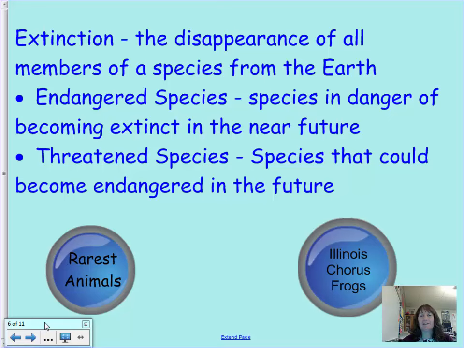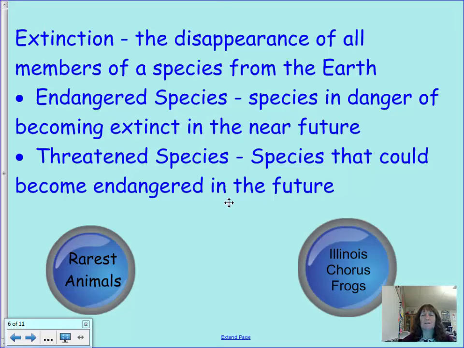Extinction is the disappearance of all members of a species from the earth. It's happened during humans' lifetime. We've been responsible for a lot of extinction of animals. And you may have heard of the endangered species list. An endangered species is a species that's in danger of becoming extinct in the near future. That means their numbers are very low and they may not survive.